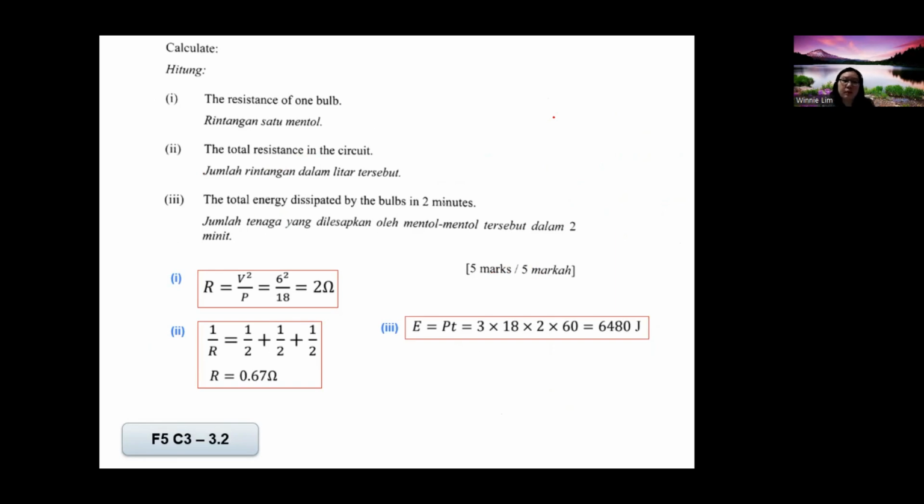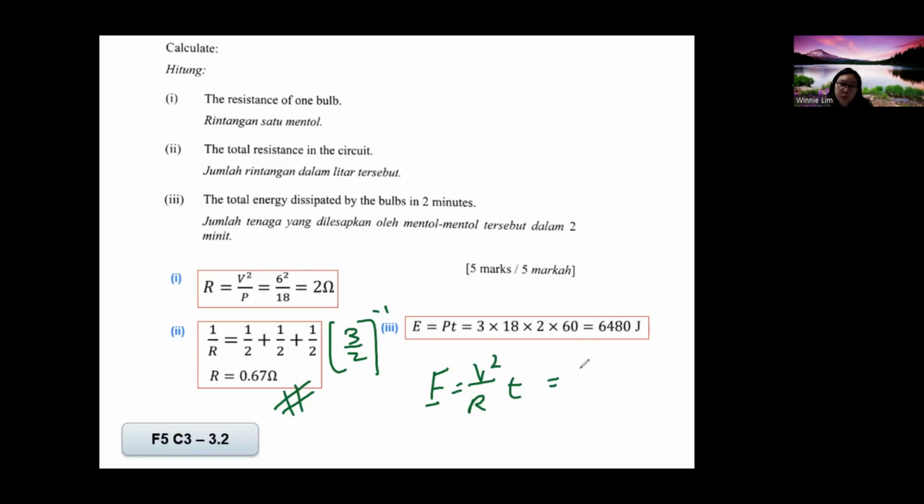Hey, wait, just now did I make a mistake? Oh, correct. I made a mistake, I forgot to inverse, right? I straight away did 3 divided by 2. It should be 2 divided by 3. So that's why 2 divided by 3 is 0.67. Okay, I made a slight mistake. Then just now teacher said you can use E equals V squared over R times T. So we try out again.